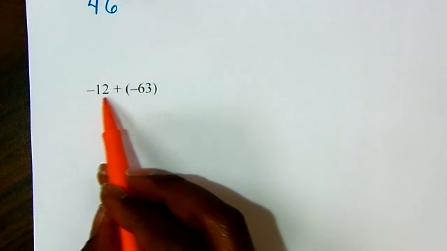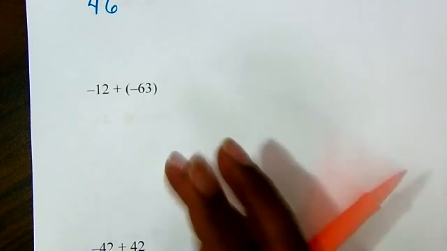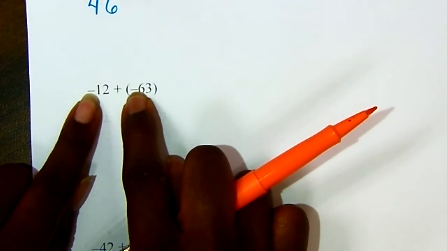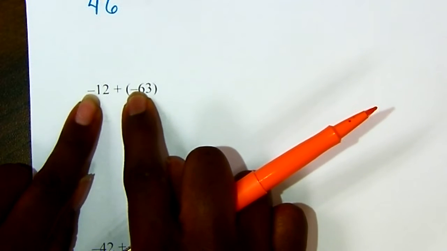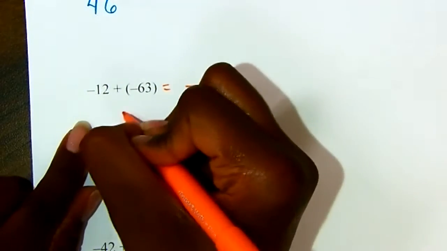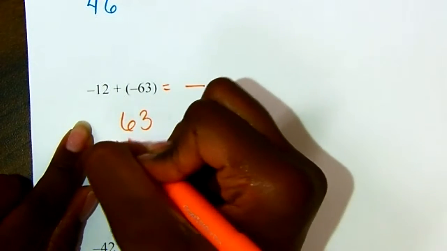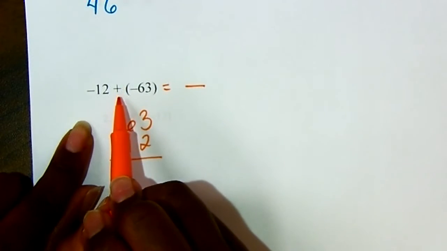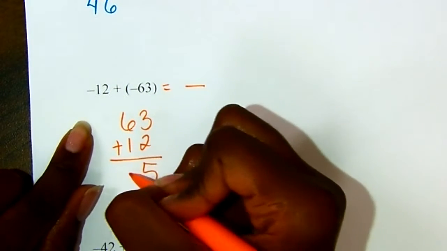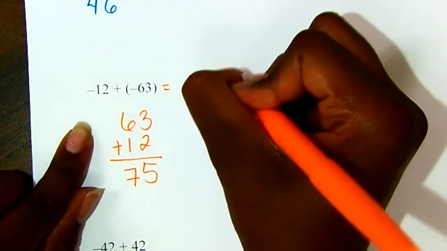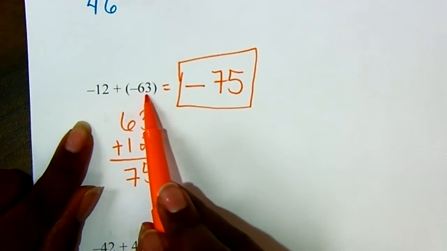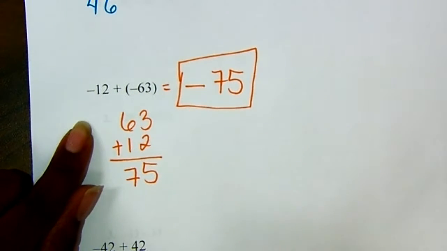Let's look at this next one. A negative 12 plus a negative 63. I'm looking at my numbers. Both of them have a negative sign. I know that if I have 2 signs that are the same, I keep the sign and I add the numbers. 63 plus 12. And if you look here, that's kind of what it tells us to do. It tells us to add. 3 plus 2 is 5. 6 plus 1 is 7. And I'm going to bring that over here where my negative is. So negative 12 plus negative 63 is negative 75.